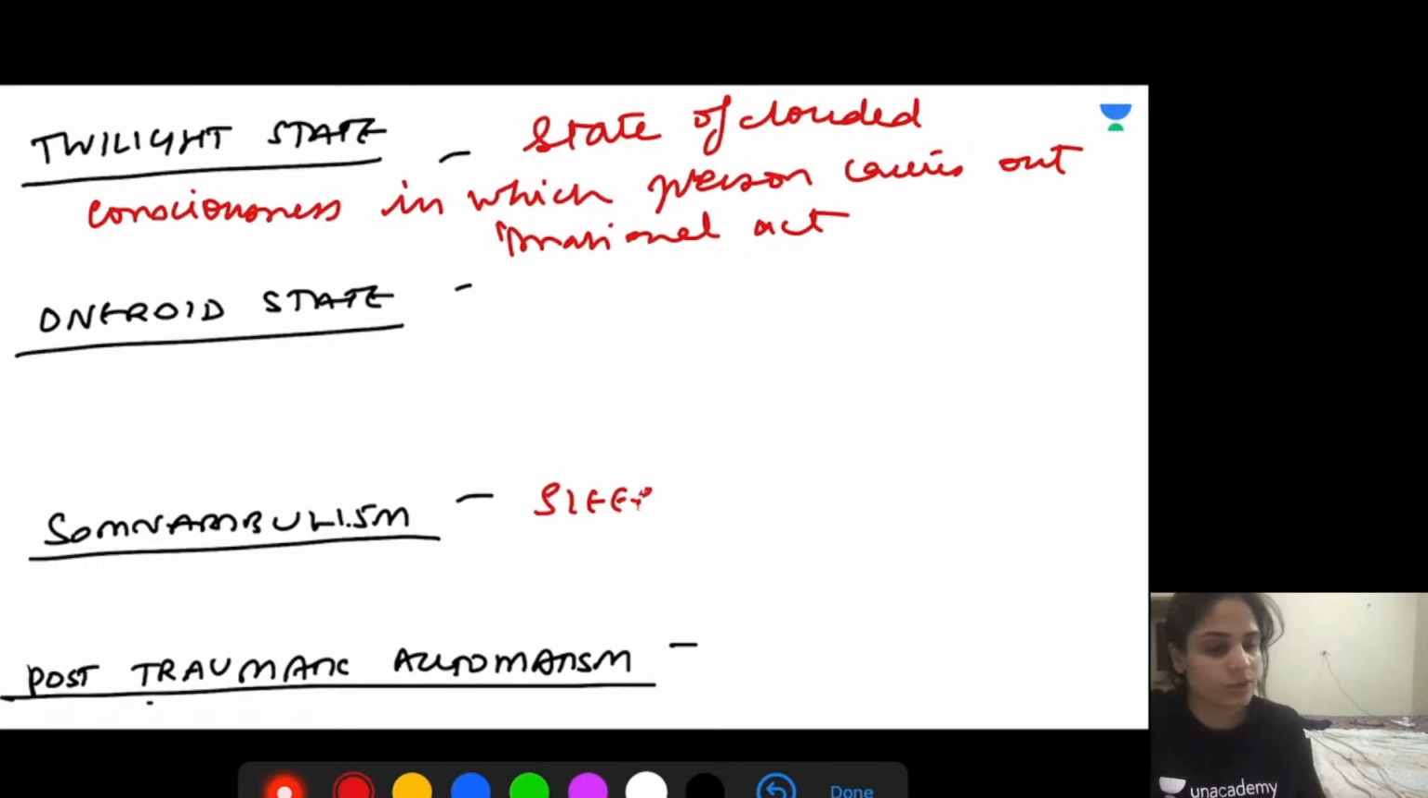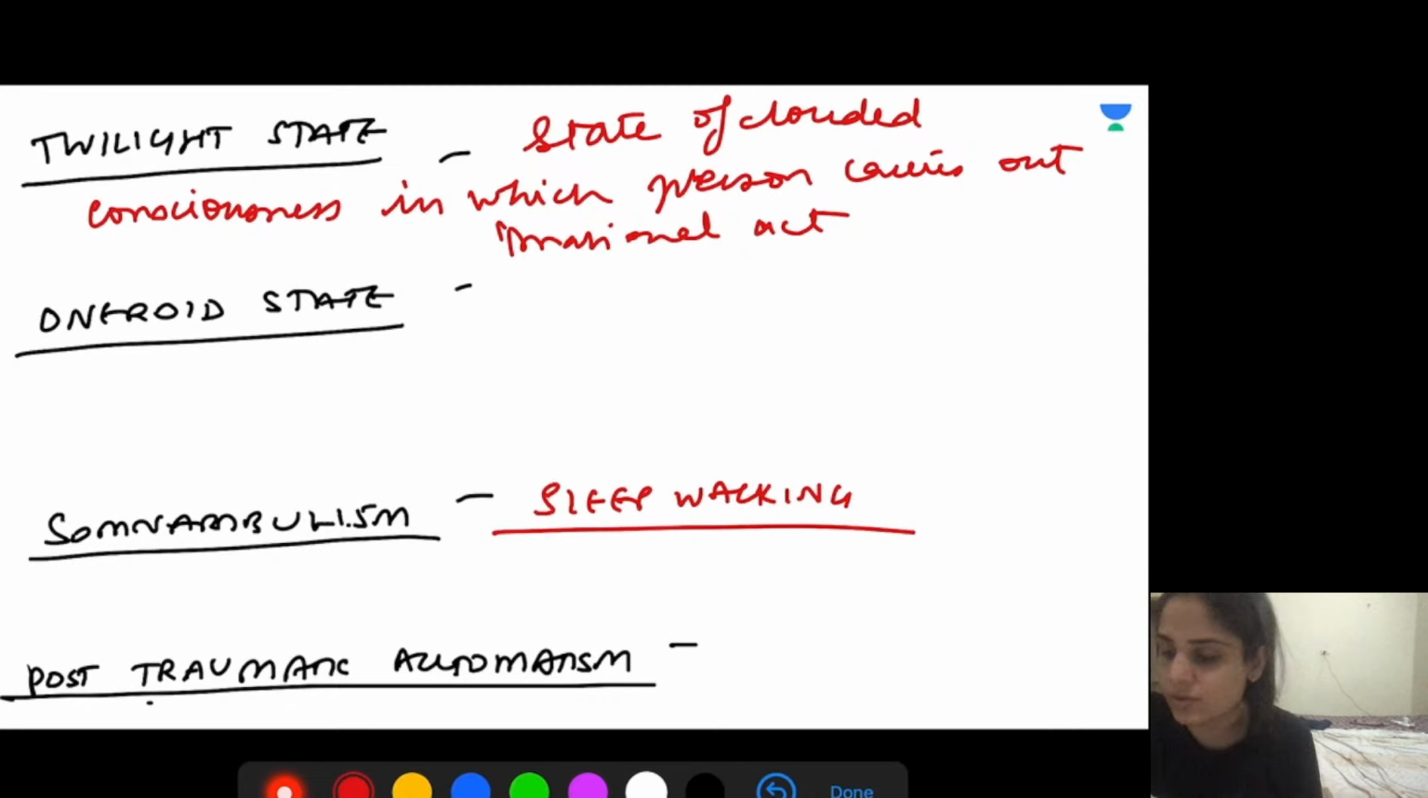Okay, next, what is horoid state? If we have twilight state already, what is horoid state? So horoid state is also similar. It is also a dream-like state. So you had a state of clouded consciousness, correct? So horoid state is a dream-like state in which the patient is having hallucinations.